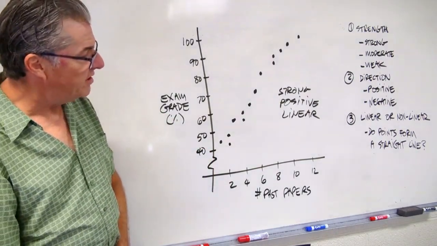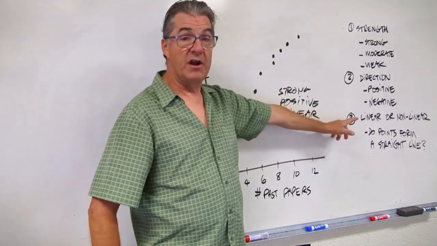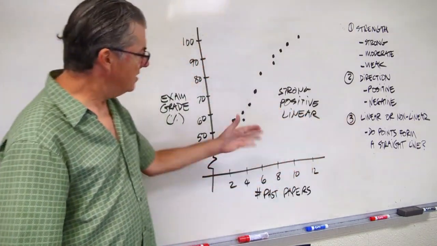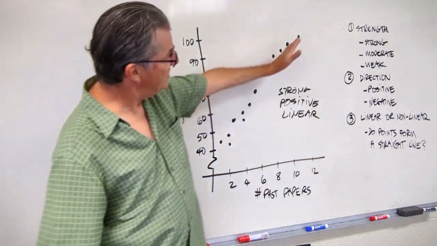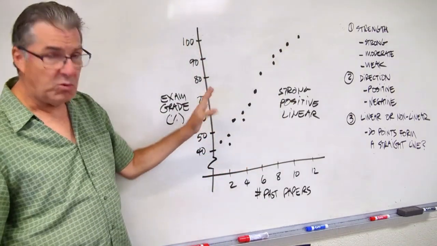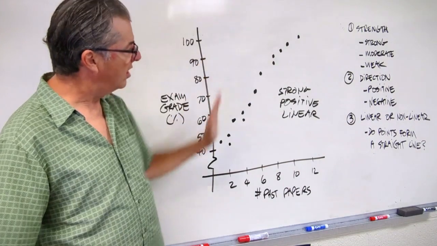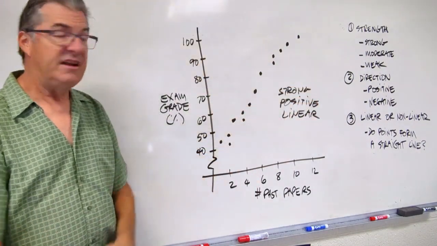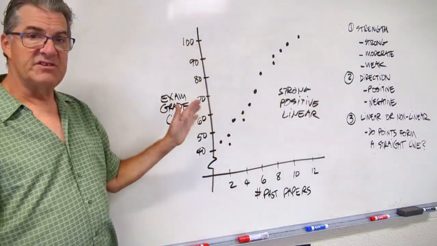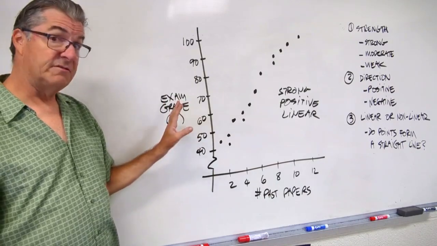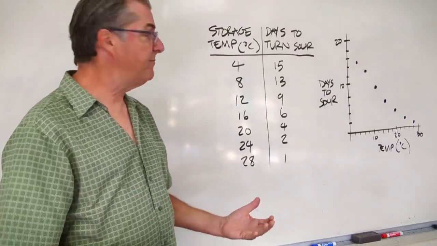Okay, the last one is whether it's linear or non-linear. And this one's linear because this is going pretty much in a straight line. I mean, it's a little bit wiggly, but we don't have any kind of a curve, like a curve up or a curve down, things like that. So again, strong, positive, linear correlation. All right, let's take a look at another example.